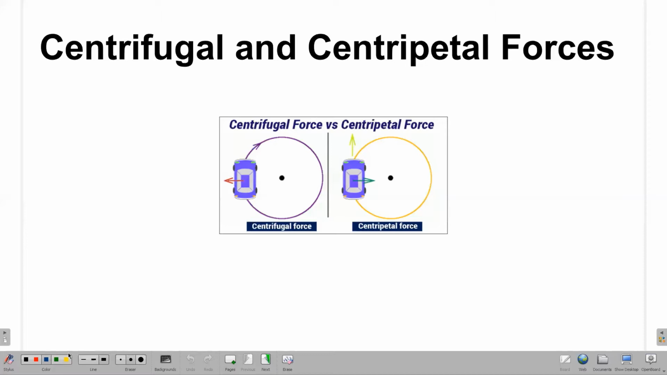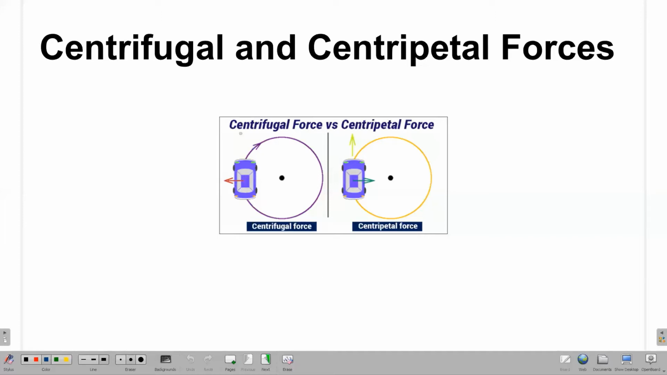We'll be talking about centrifugal and centripetal forces. This will serve as a basis for us to build upon in our next sessions, because in the next sessions we're going to concentrate on balancing of rotating masses and then engine balancing.